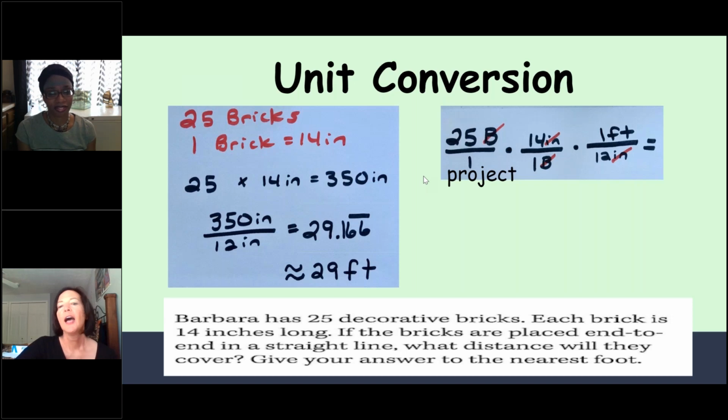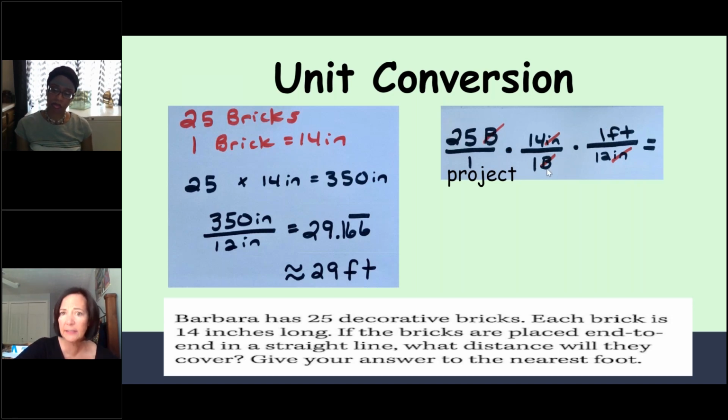So, this is that other system. When I was a kid, this is how I learned it. We would have written 25 bricks over 1 project because those are equivalent. And then we just have to keep writing equivalent comparisons. So then 14 inches is the size of 1 brick. So that's like 1 over 1 because those are equivalent. And then 1 foot over 12 inches, those compare.